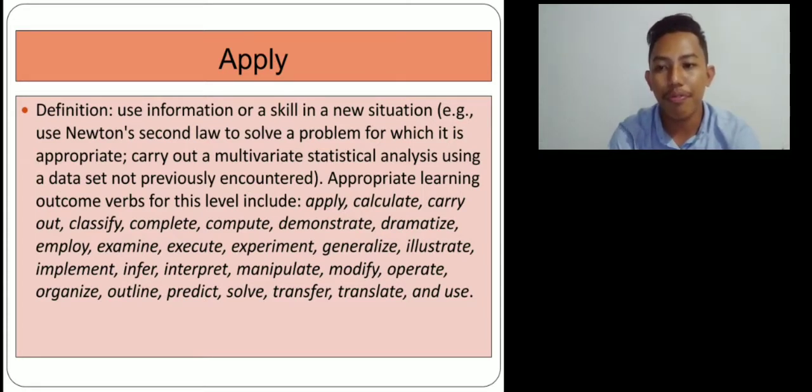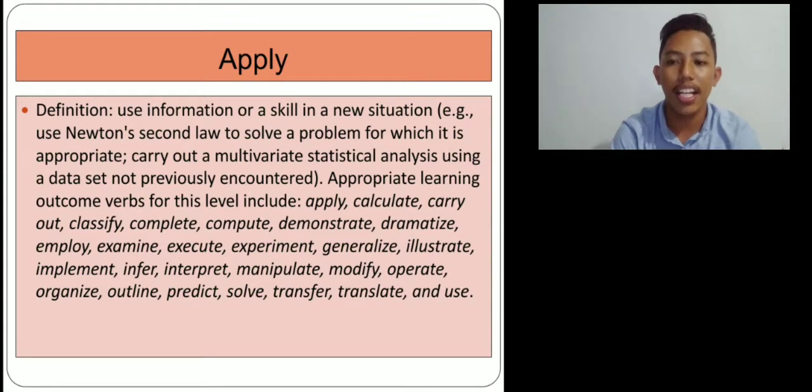Carry out a multivariate statistical analysis using a data set not previously encountered. So here the students should be able to apply what they have learned. So appropriate learning outcome verbs for this level include apply, calculate, carry out, classify, complete, compute, demonstrate, dramatize, employ, examine, execute, experiment, generalize, illustrate, implement, infer, interpret, manipulate, modify, operate, organize, outline, predict, solve, transfer, translate, and use.